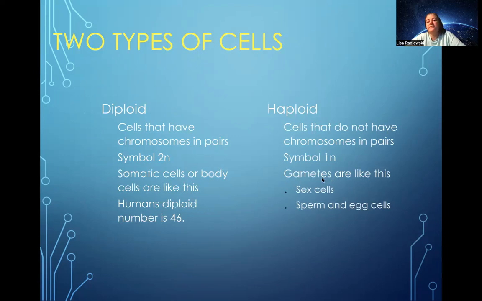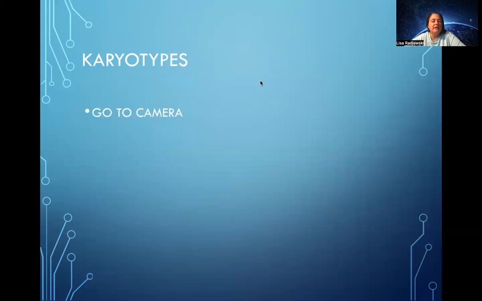Gametes are another name for sex cells, and two examples of sex cells are the sperm in the male and the egg in the female. So our human haploid number, instead of 46, because there's only one chromosome, not pairs, is going to be 23. Okay. And lastly is karyotype, and we'll be going over that in class. And that finishes this podcast.